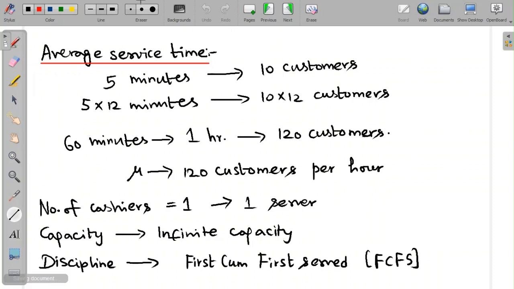So we have the number of cashiers, the number of servers. The question says that it is exactly one server, which is part of the problem's description. So the number of servers here is just one, and there is no information about the capacity of the queue. And as long as there is no information, we understand it as an infinite capacity. And the discipline here is again first come, first served because there's nothing else mentioned to understand otherwise.